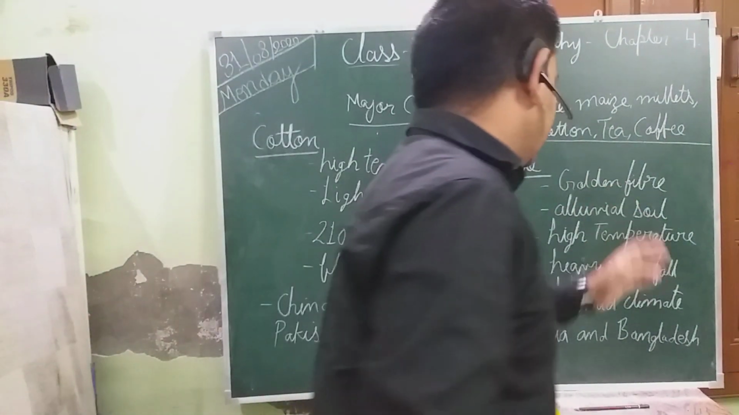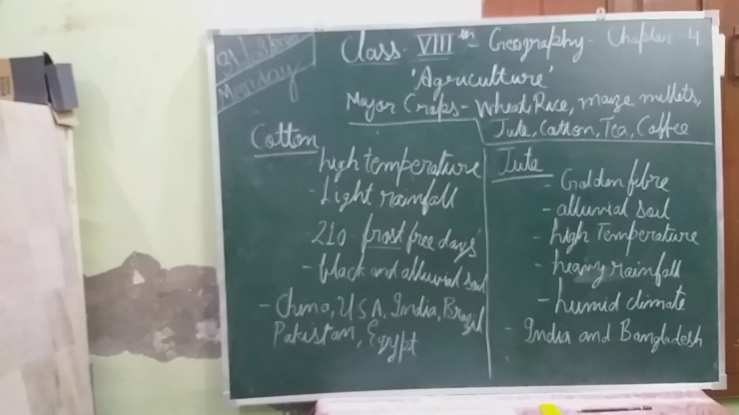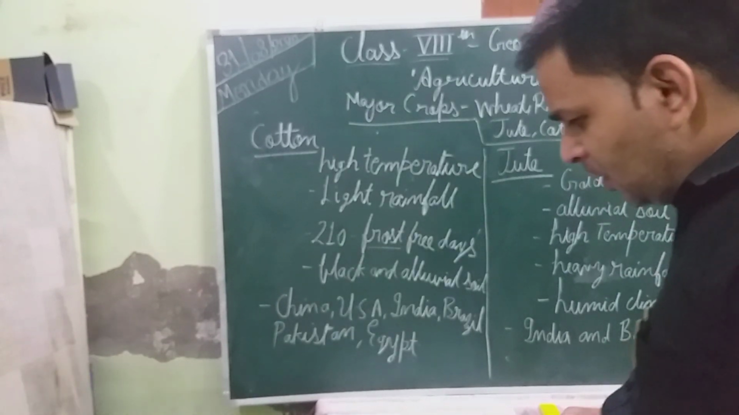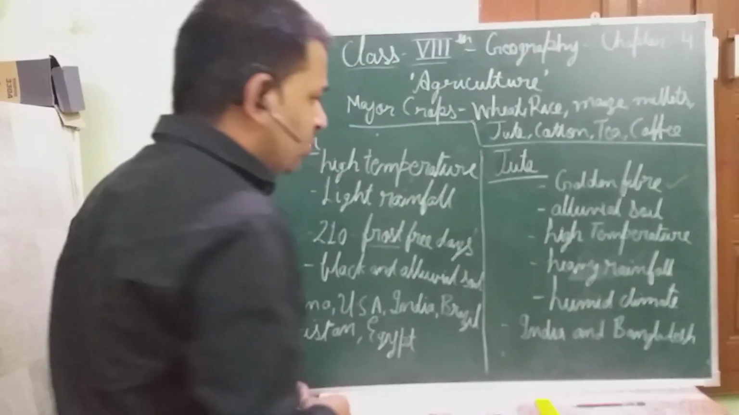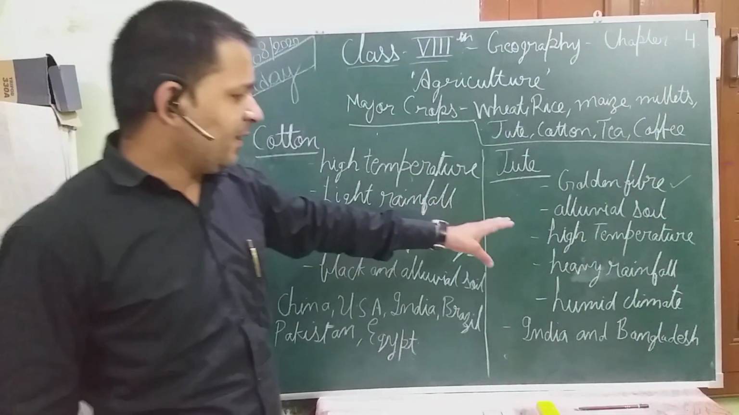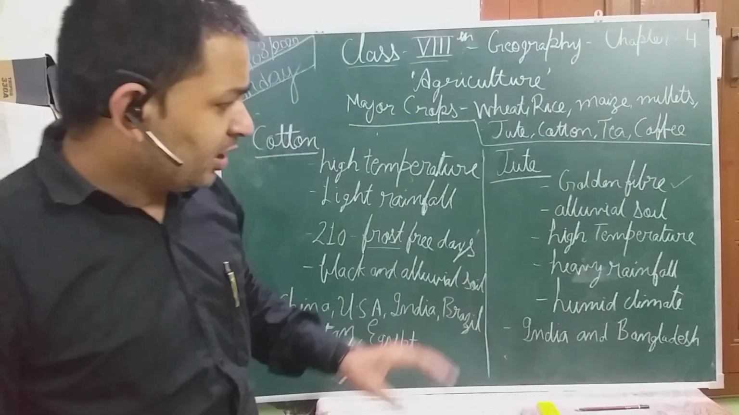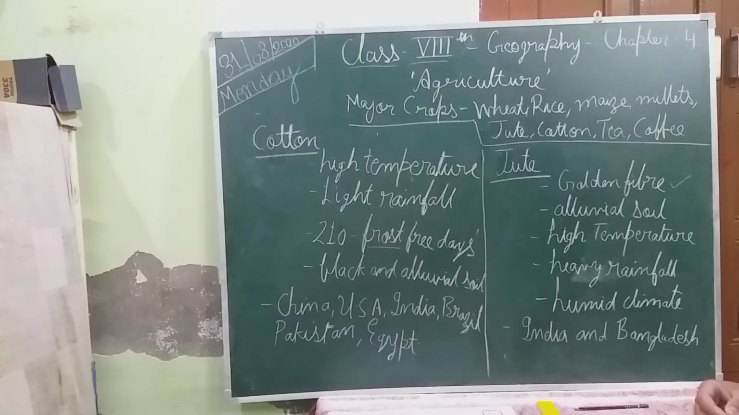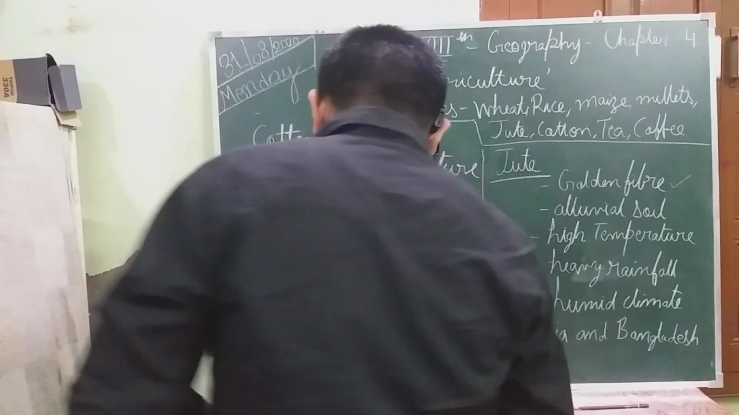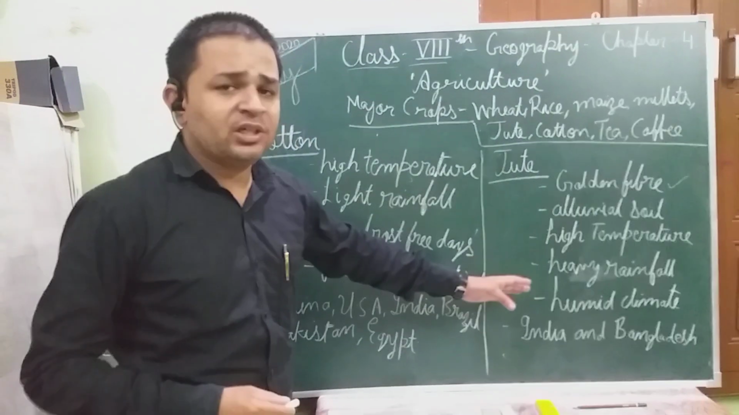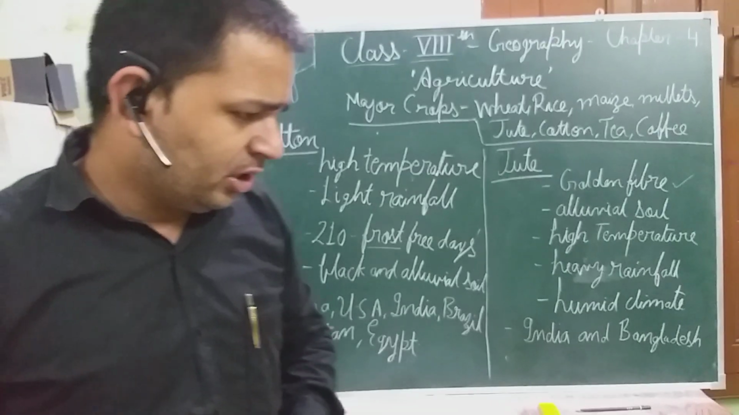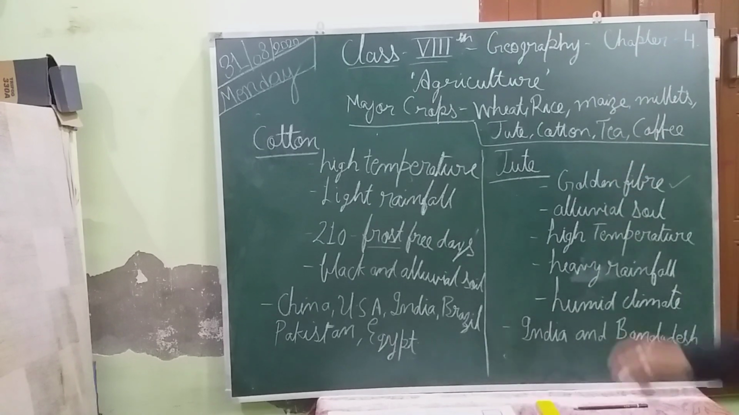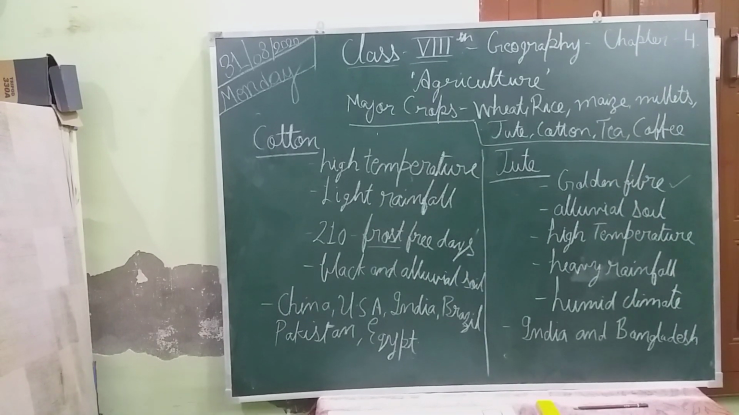Okay, now moving to the next variety of fiber crops, that is jute. Jute is also called the golden fiber, and jute is supported by alluvial soil as well. It requires a high temperature to grow, heavy rainfall, and humid climatic conditions, and the countries where jute grows in surplus are India and Bangladesh. Okay, now we are left with two food beverage crops, tea and coffee, that we'll be discussing in the same video.